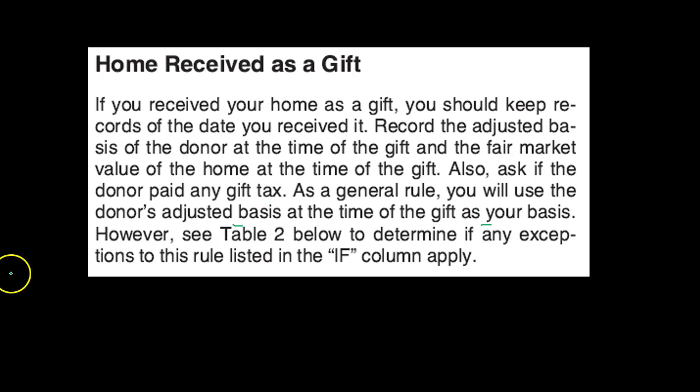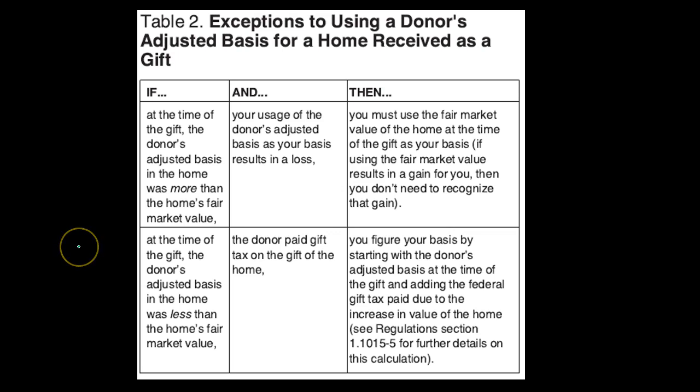But again, the general rule in the gift situation is that your basis would be the adjusted basis at the time of the gift, the donor's basis, in other words. Now the table: Exceptions to using a donor's adjusted basis for a home received as a gift. So we have our if and then type table. We'll go through this and see how this works out.